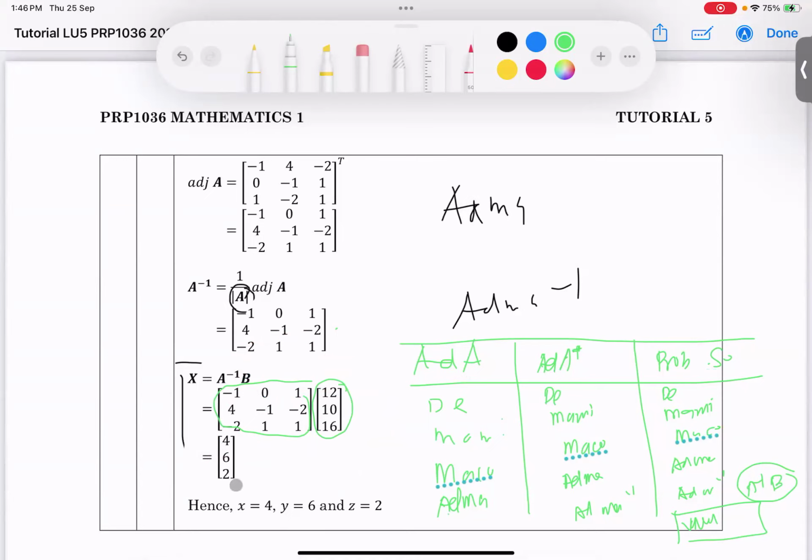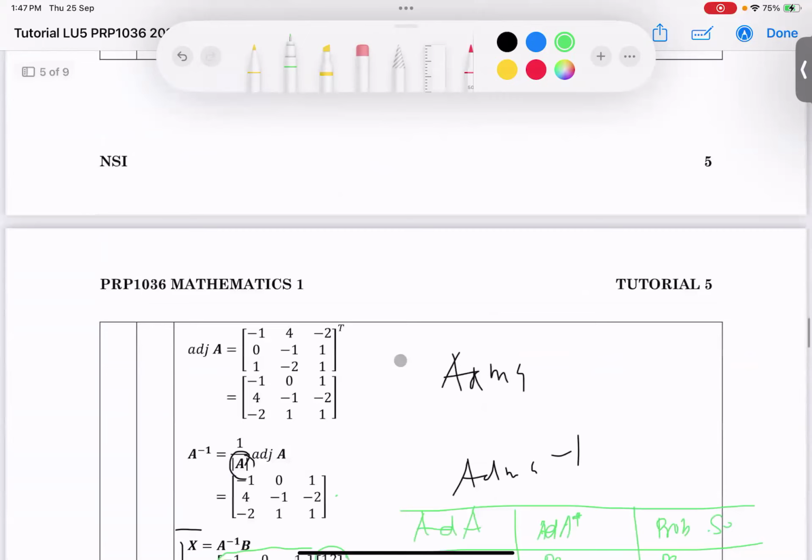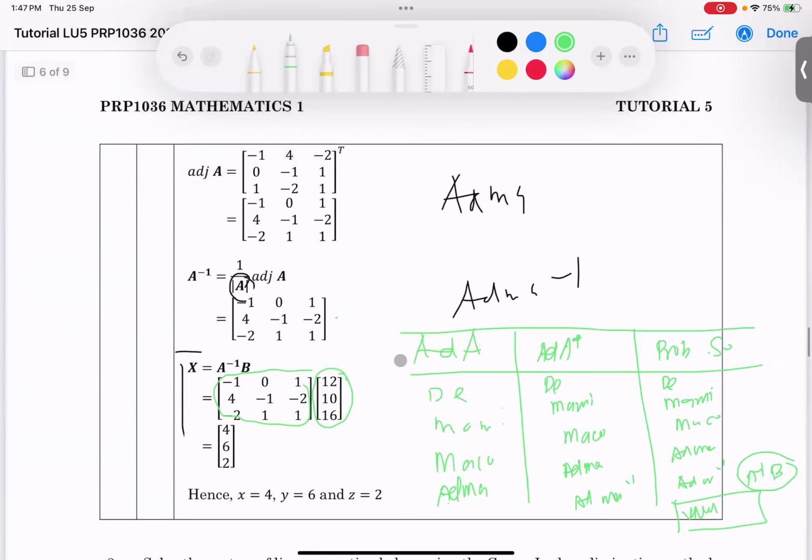Okay, so this is how you solve a question involving what method we are talking about? Inverse matrix method. Okay, so if you manage to get this one, congratulations. We use the method accordingly.